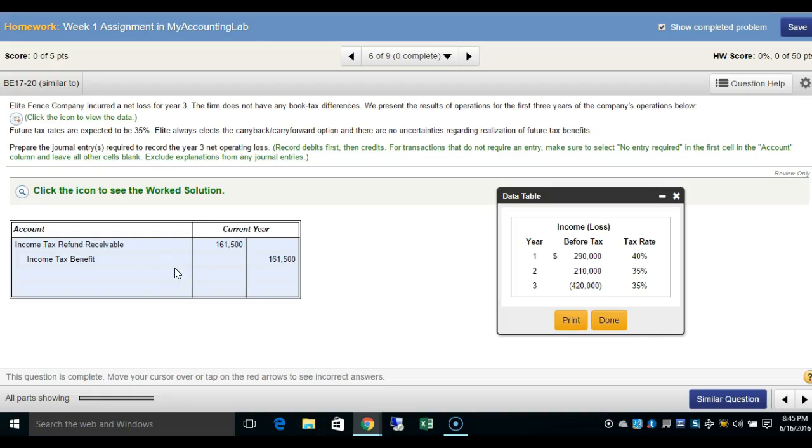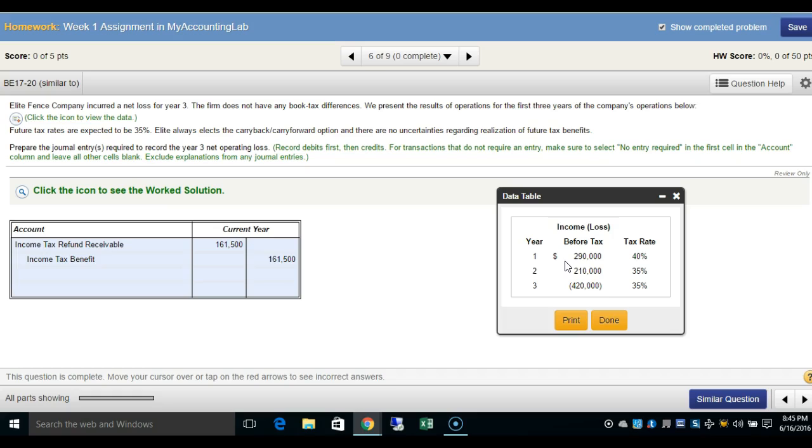Chapter 17, Problem 6. This problem tests your knowledge of a net operating loss carryforward or carryback. In this case, we're going to carry back. Our company is presented with the following information. In year 1, we had income before tax of $290,000, at a tax rate of 40%. In year 2, we had income of $210,000, at a tax rate of 35%.